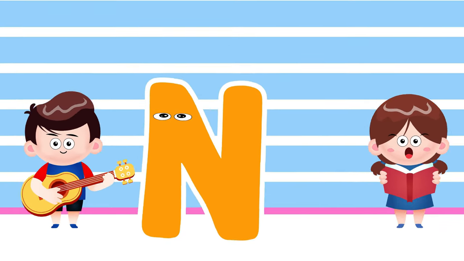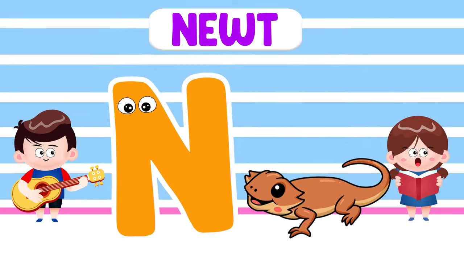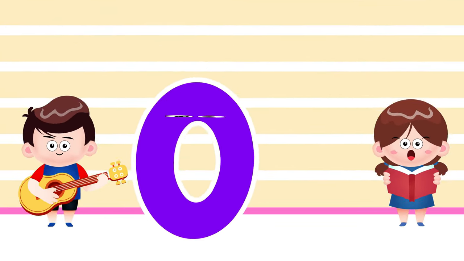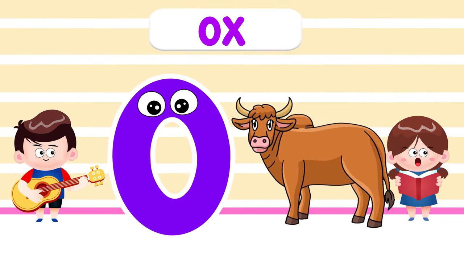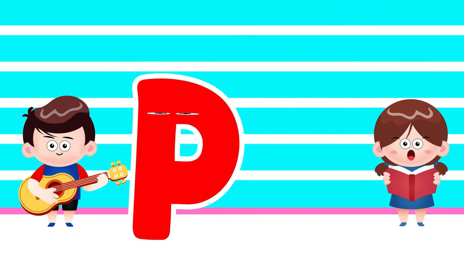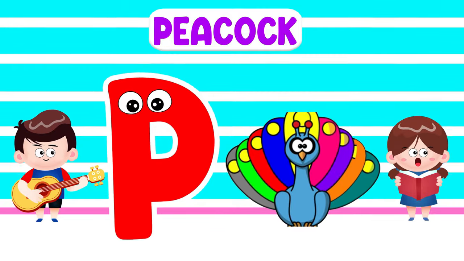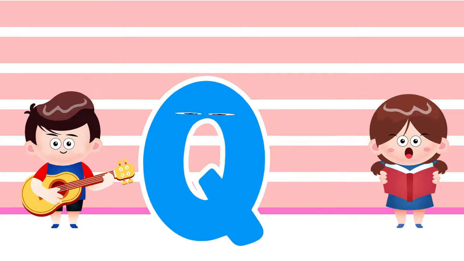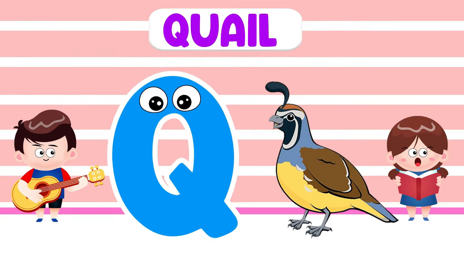N. N for newt. O. O for ox. P. P for peacock. Q. Q for quail.